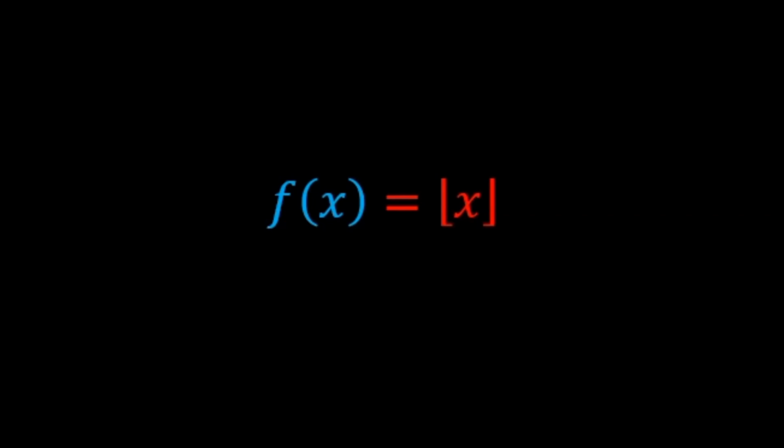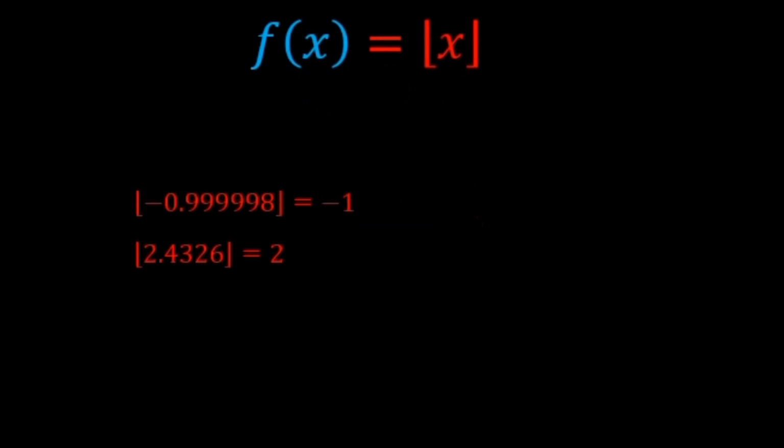It basically says if you feed it any non-integer real value, it will pump out the smaller integer near it. So that basically means that the floor of negative 0.999998 is equal to negative 1, and the floor of 2.4326 is equal to 2. Do you get it? That's it. Can you graph it? Nah, I do it for you, that's why I'm here.